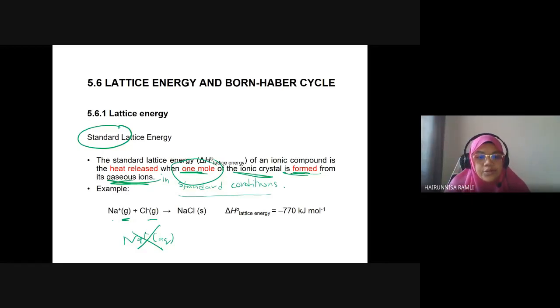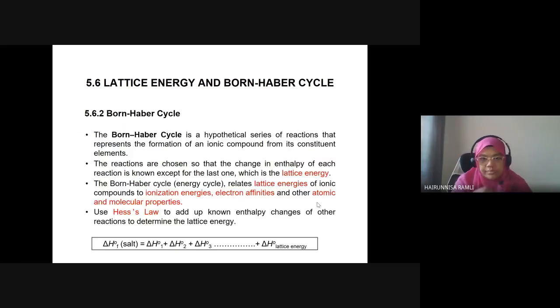Okay, ni tadi lah contoh saya dah tunjuk tadi kan. Na plus gas plus Cl minus gas produce NaCl solid. So the value delta H lattice energy, ni lah value dia. Dia sama macam you buat equation untuk formation ke, dia mesti thermochemical equation tu mesti sebaris lah. You have equation on the left side and then you have the value of lattice energy lah, or value of delta H.